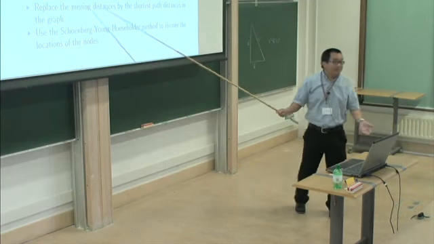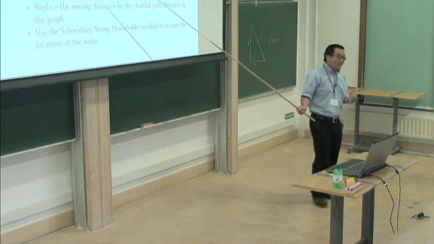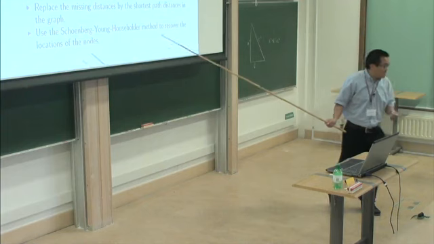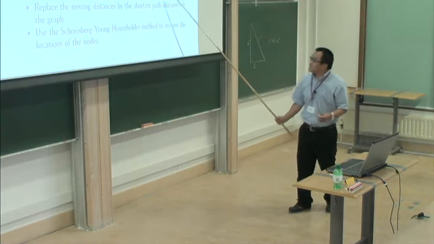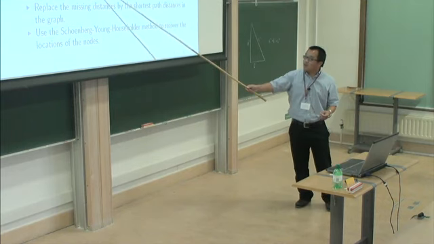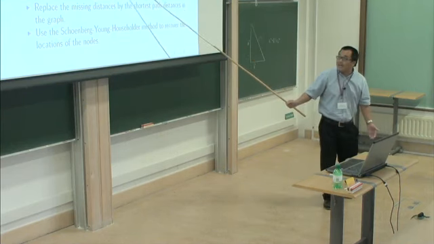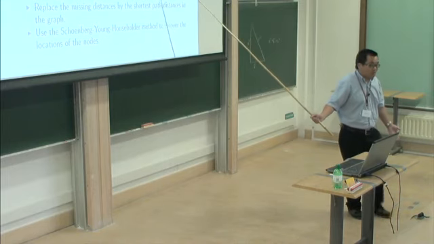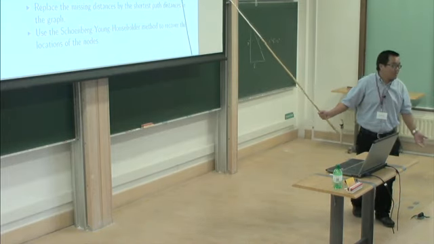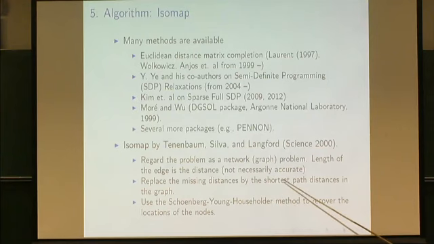But let me just pick one that is very popular in engineering and computer science research. In 2000, Tenenbaum, de Silva and Langford published a paper in Science, and the citation count is probably over 2,500. Many people use this method. It's called Isomap.